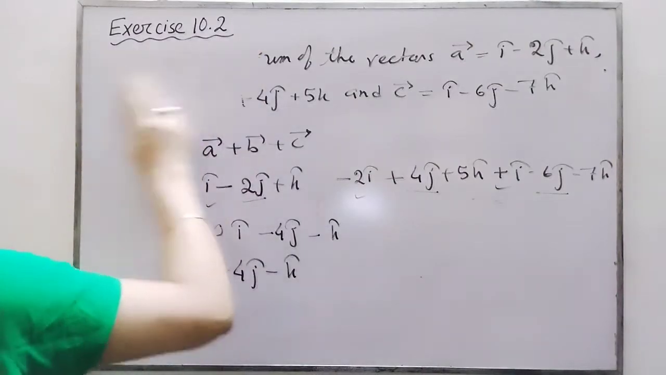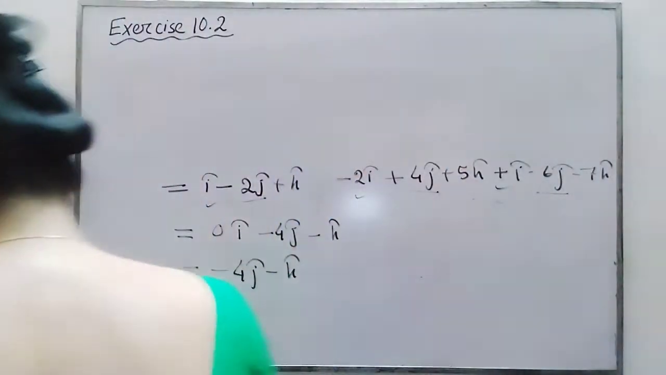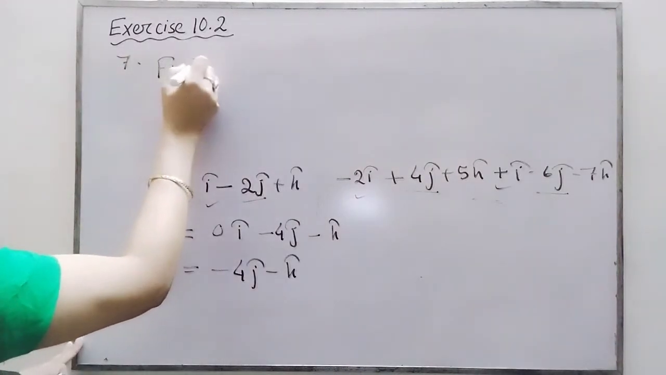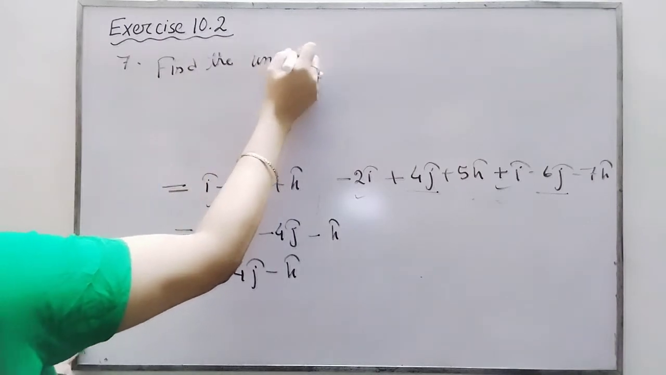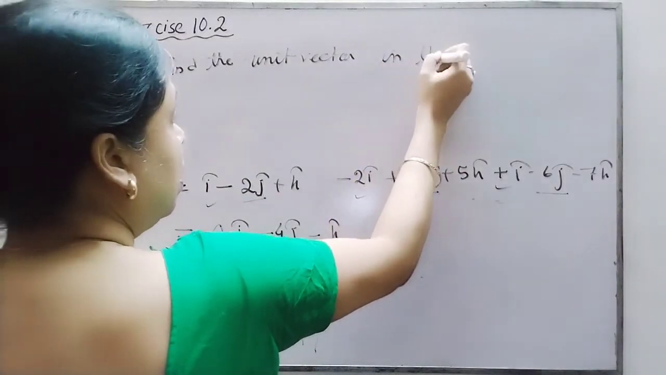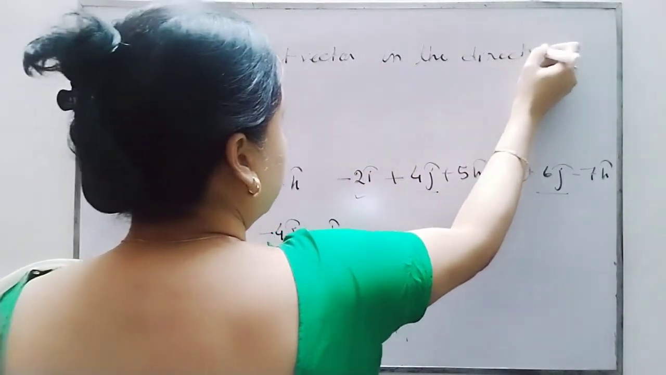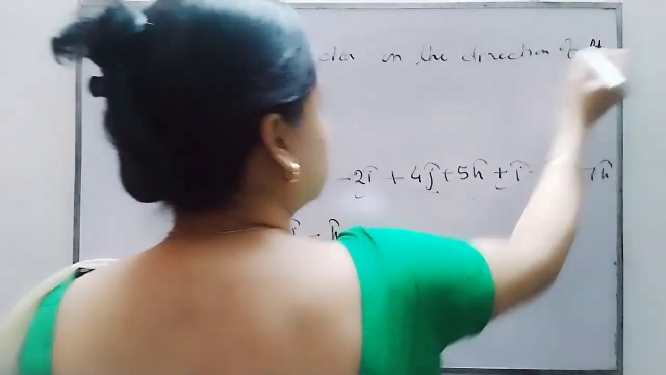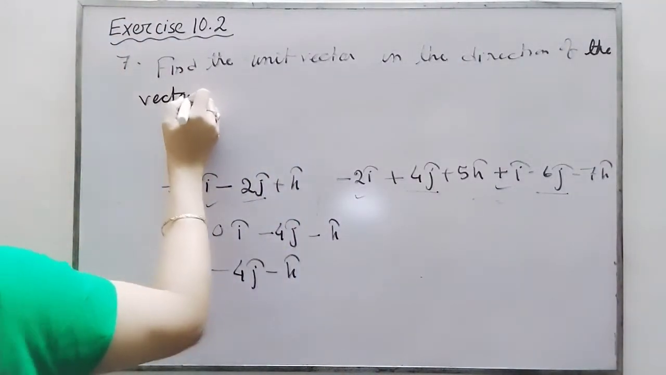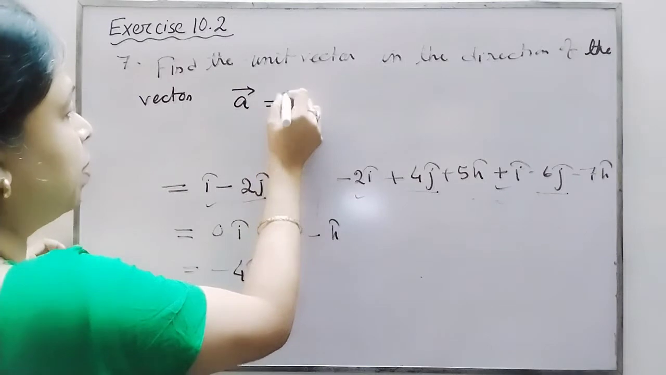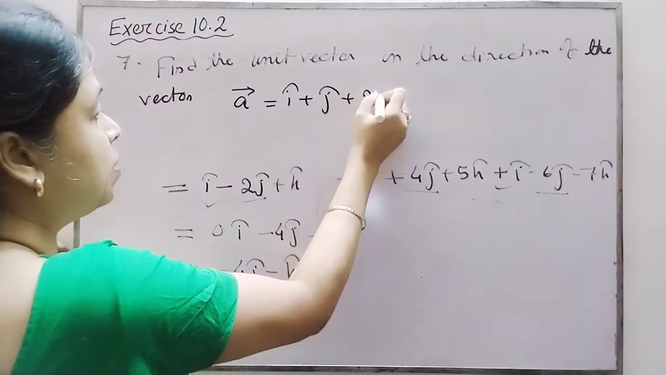Now I go to the next question, number 7. Your question number 7 is: find the unit vector in the direction of the vector a bar equal to i cap plus j cap plus 2k cap.